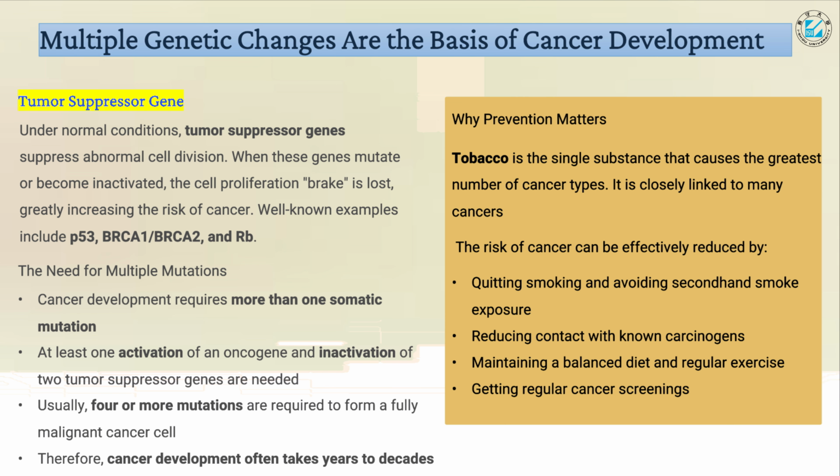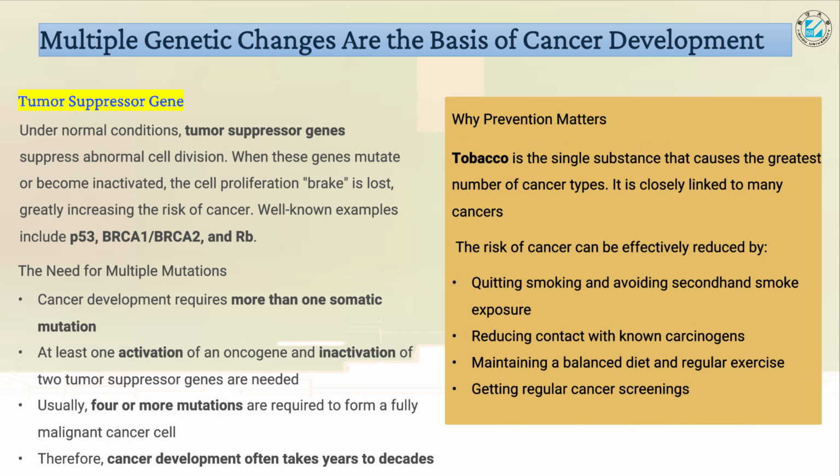Oncogenes act as an accelerator. When activated, they promote cell proliferation. Tumor suppressor genes act as brakes. They suppress abnormal cell division, repair DNA damage, and promote apoptosis. When tumor suppressor genes are mutated or inactivated, the brake is lost. Well-known tumor suppressor genes include p53, BRCA1, BRCA2, and the RB gene.